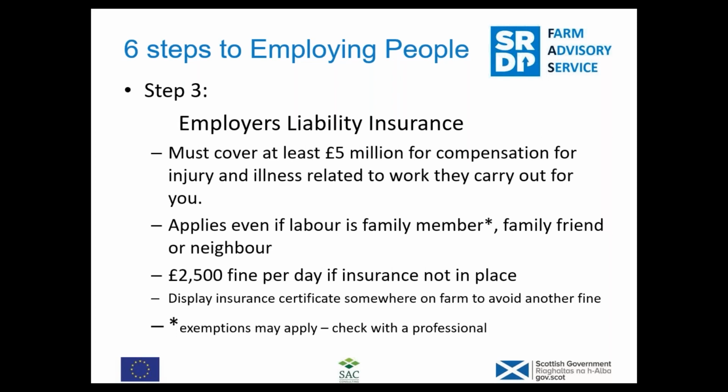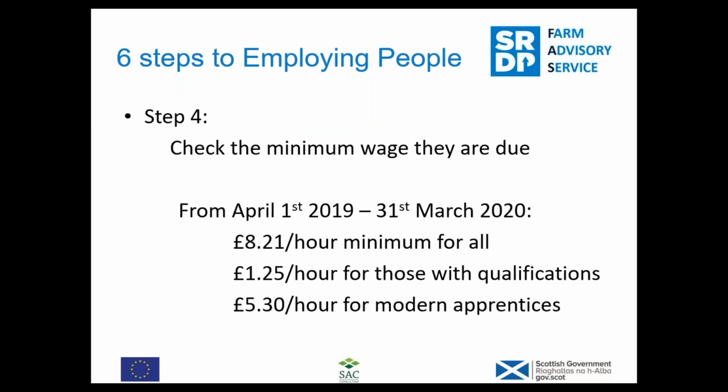Step 4 then is to check the minimum wage that employees are due. So in agriculture, minimum wage is set by the Scottish Agricultural Wages Board. The change date for all rules from the Wages Board is the 1st of April. So these minimum wages that are on the screen at the moment are the current ones and will last up until the end of this month.